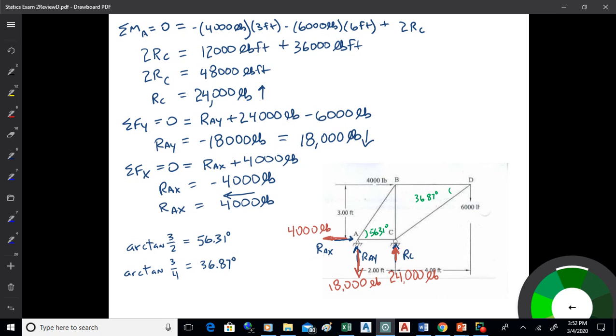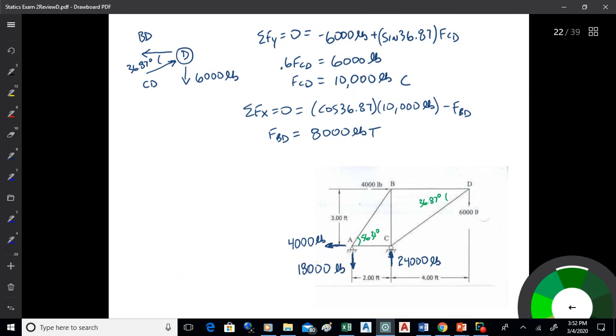So there's lots of places to start on this. I'm looking at D and A. Those are the places you could start. And there's no right or wrong place to start.